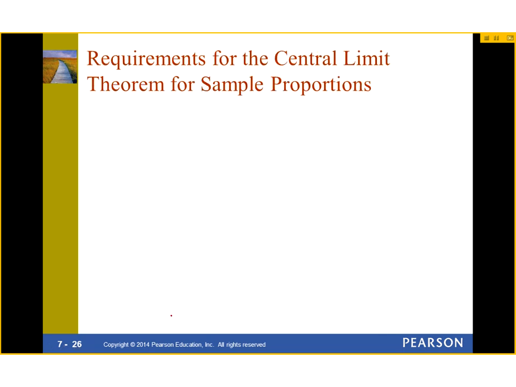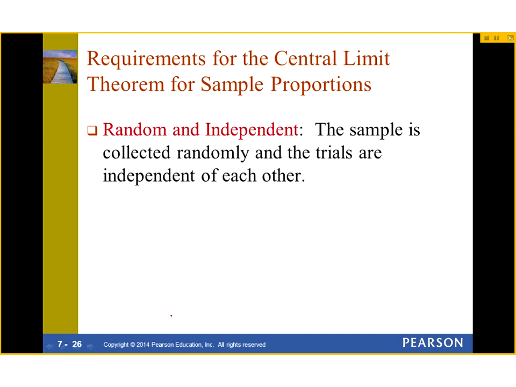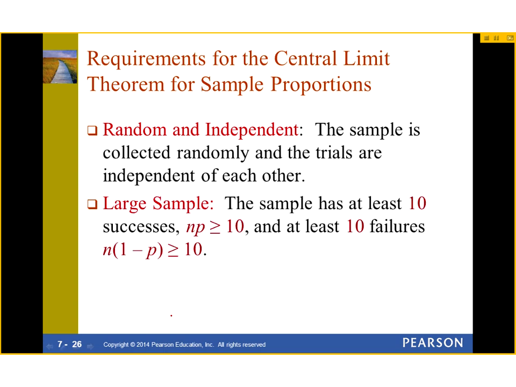Okay. So to use the central limit theorem for a sample proportion, the sample must first be collected randomly, and the trials are completely independent of each other. Just think about flipping a fair coin. The fact that you got heads on the first flip is not going to influence whether or not you get heads or tails on the second. Now here's a big rule. The sample needs to have at least 10 successes and at least 10 failures. So remember, the probability of success is P.